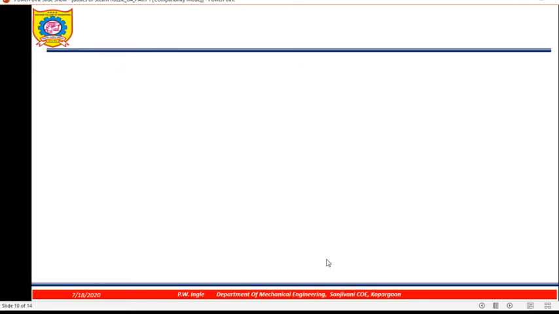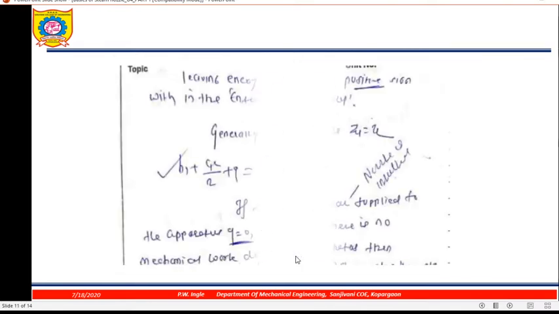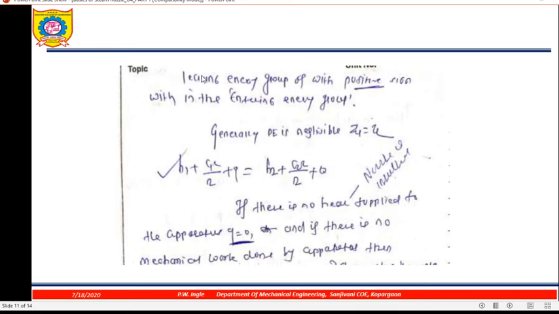We have to modify this equation with respect to the nozzle. The main point to be noted is Q. Heat supplied to the apparatus is placed in the entering energy group with a positive sign, and if it is leaving, then it is a negative sign. So we'll see the direct equation: H1 plus C1 square by 2 plus Q equals H2 plus C2 square by 2 plus W.